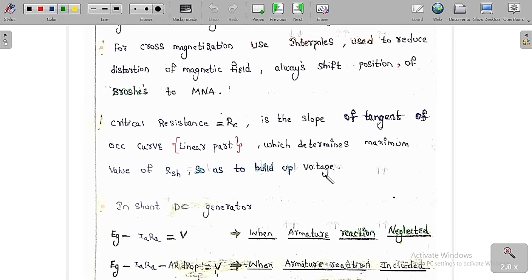So there will be no point of operation, so there will be no build-up of voltage. So always RSH should be less than RC, or simply we can say RC is always greater than RSH. Then only the two lines are going to intersect.